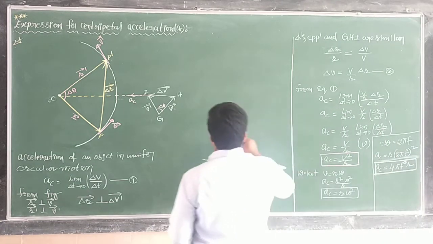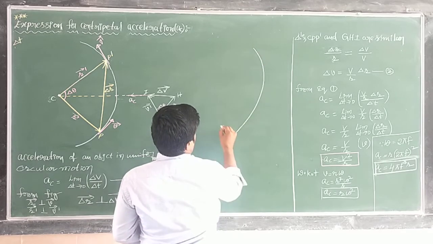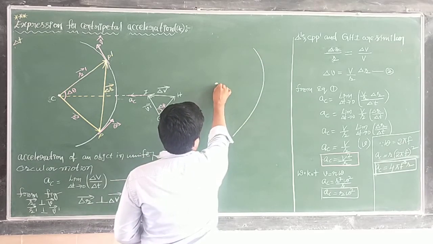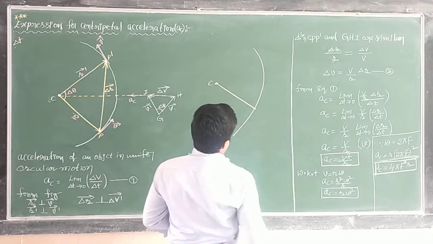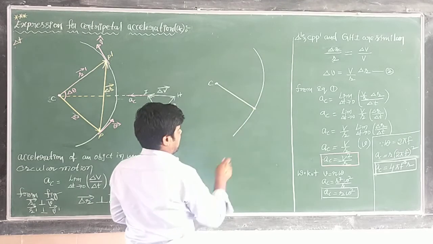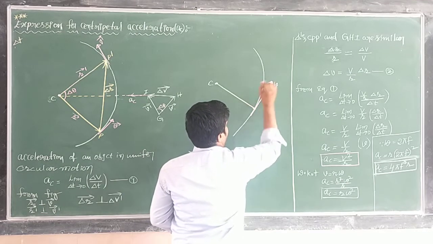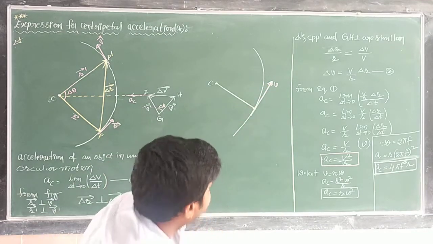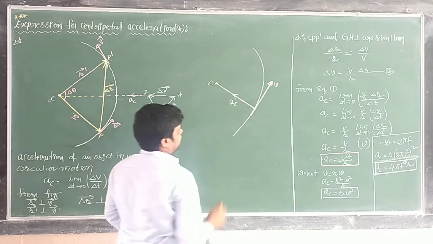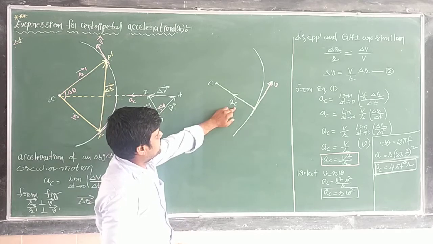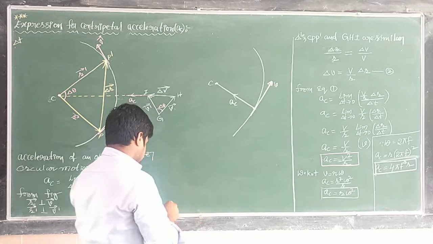What is the direction of centripetal acceleration? Now you just see, this is the center point and this is the radius vector. The velocity v is along the tangent to this circular path. The direction of centripetal acceleration at any instant of time is like this. So centripetal acceleration is along the radius and towards the center of the circular path.